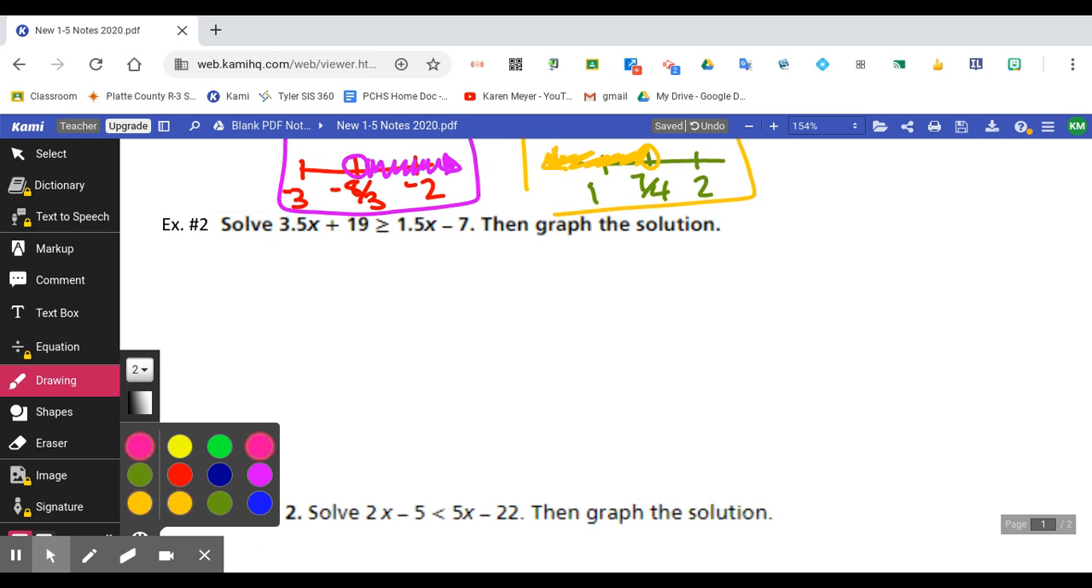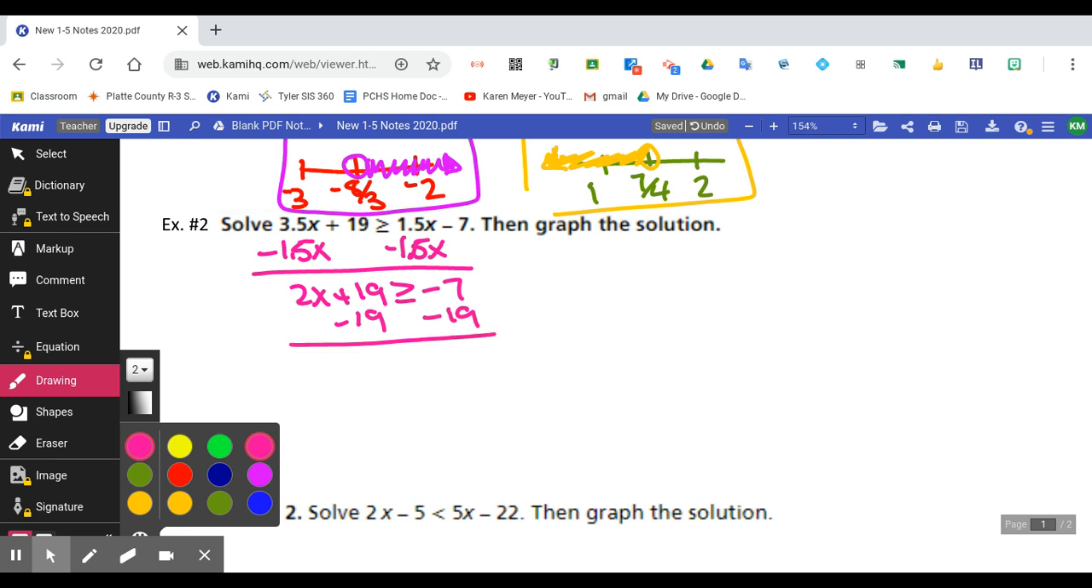For this one, I have variables on both sides. So I'm going to start by subtracting negative 1.5x on both sides. So 2x plus 19 is greater than or equal to negative 7. Then subtract 19 on both sides. So 2x is greater than or equal to negative 26. Divide both sides by 2. Now, the question to you, do we have to flip the inequality? Yes or no?